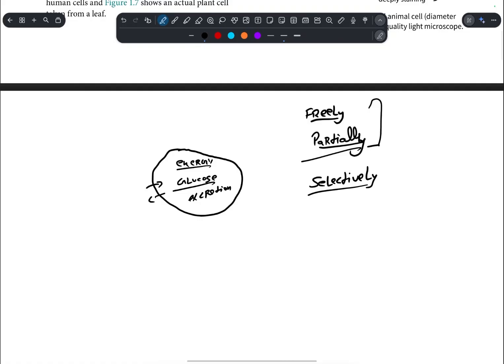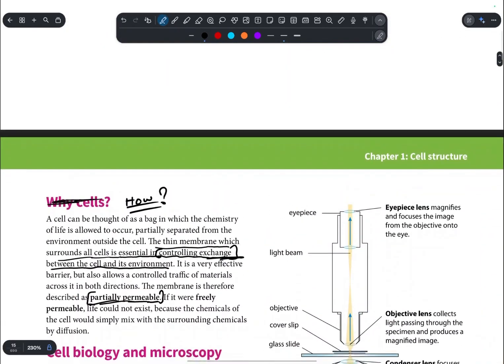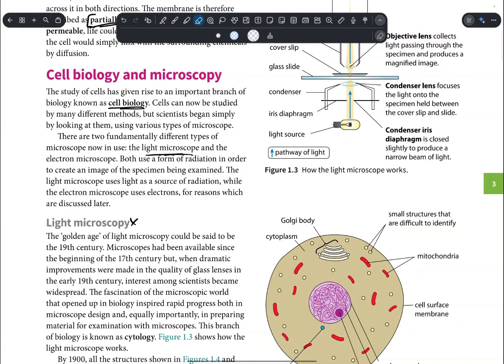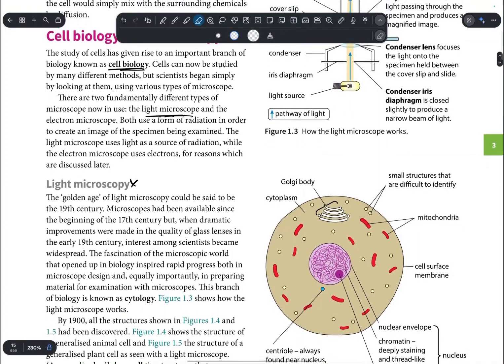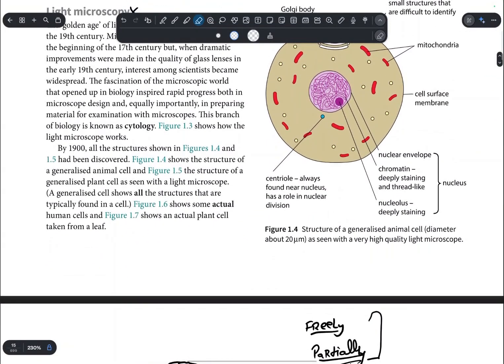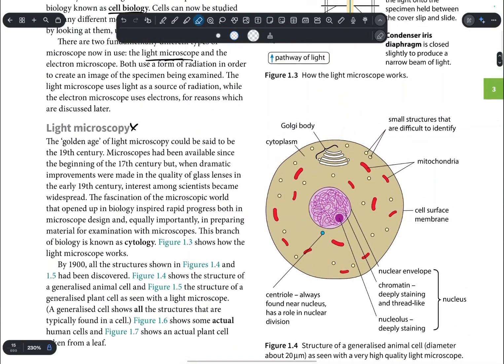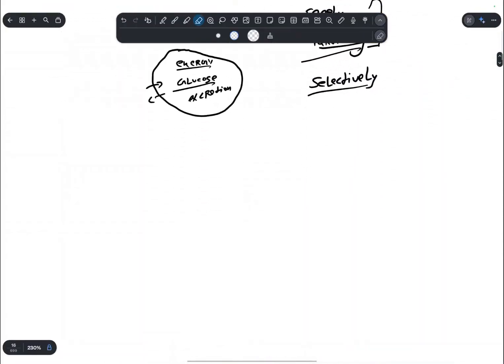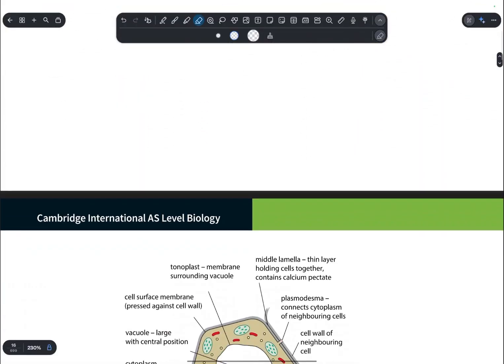So the cell has the plasma membrane. It controls what molecules are going inside and what products are going outside of the cell. For cell biology, we are going to study it in the next topics, but we are not going to study microscopy and such, because these are not required.